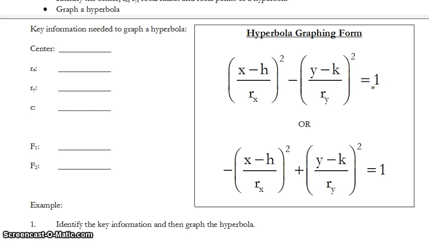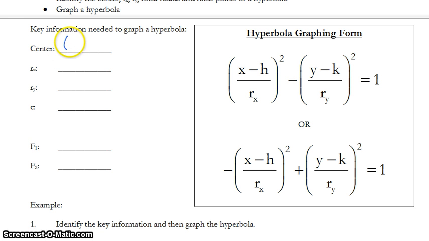The rest looks exactly like the ellipse. The big difference is that you have one term negative. That's the difference between a hyperbola and an ellipse. You can tell the difference when you're going to graph or when you're looking at the equations just by looking for a positive versus a negative. The rest of this is all very similar.